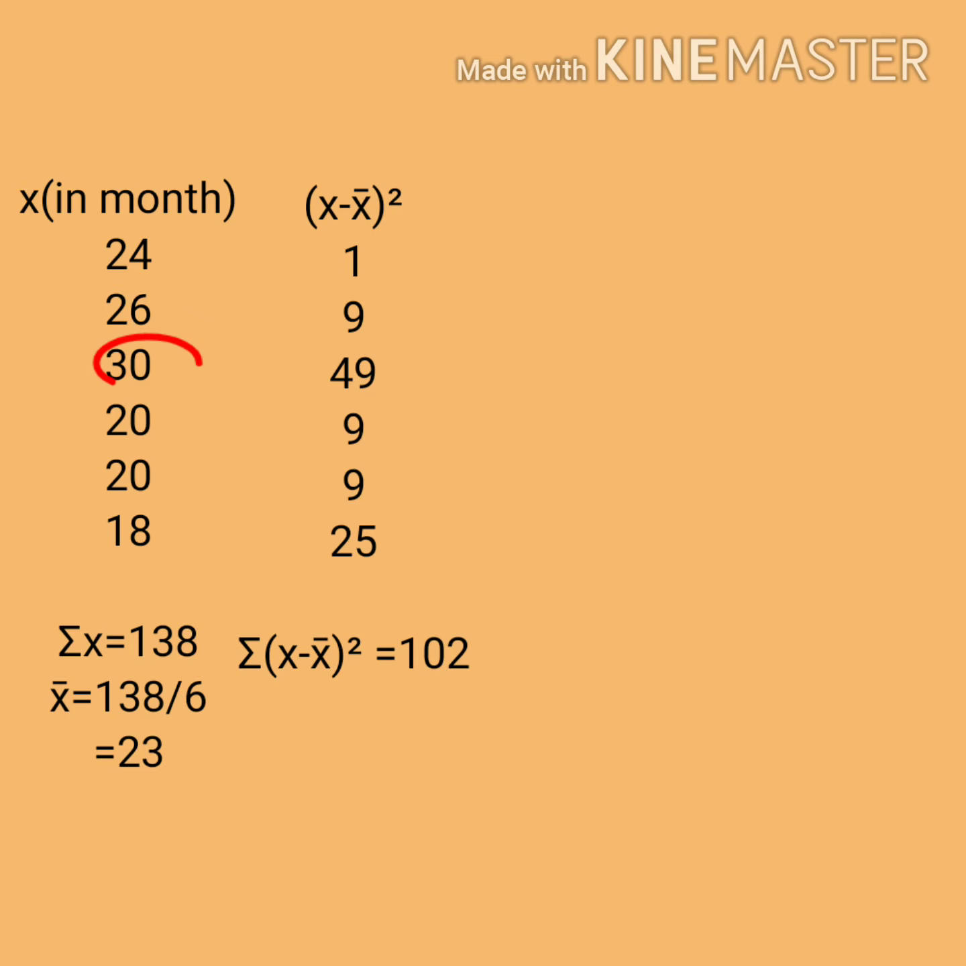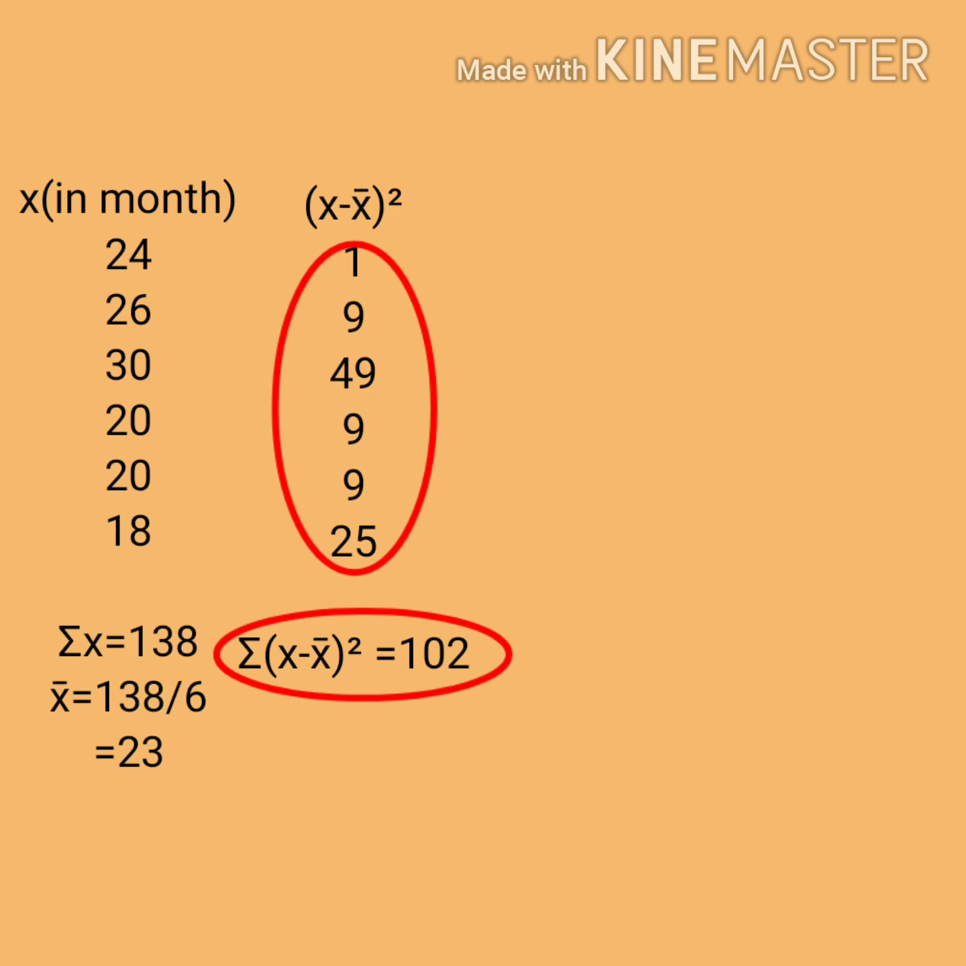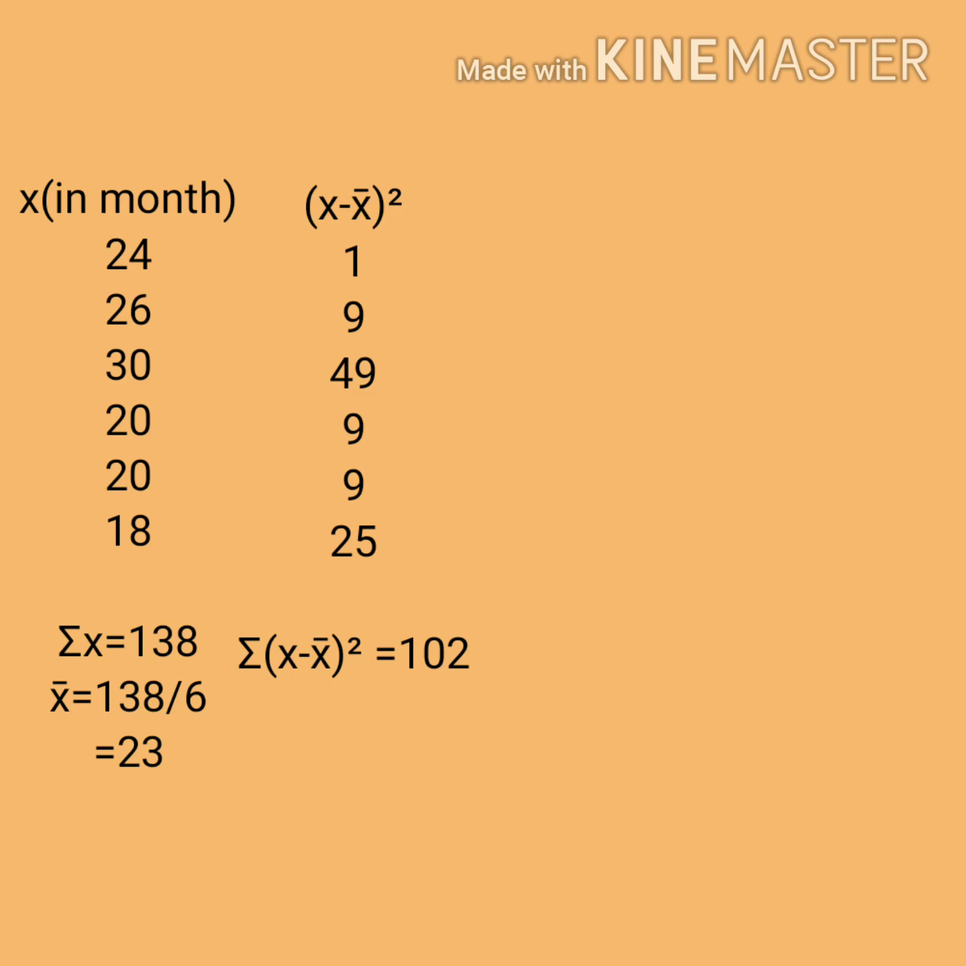Then in the third row, 30 minus 23 is 7, and 7 whole square is 49. In such a way you will have to calculate (x minus x bar) whole square, and finally we will get the summation of (x minus x bar) whole square, which means we will have to add all the corresponding values of (x minus x bar) whole square. So we have got summation (x minus x bar) whole square as 102. So definitely we can easily find out the sample standard deviation.